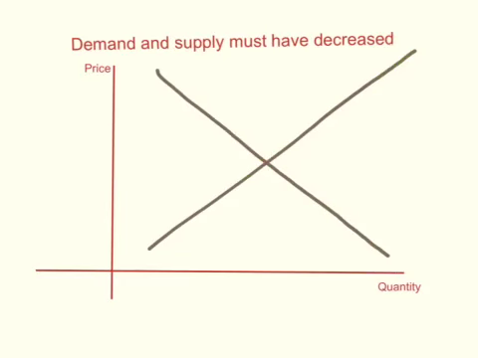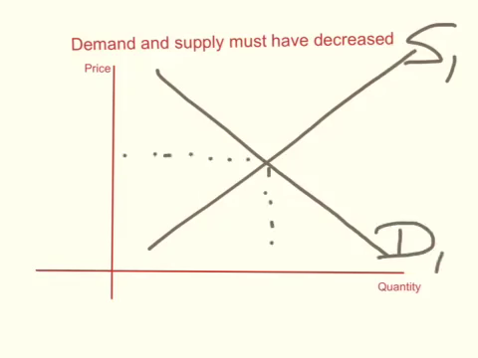So now let's take a look at the second answer. It says demand and supply must have decreased. Let's see if that will decrease the price and keep the equilibrium quantity the same. So again, here's supply curve, S1. There's the downward sloping demand curve. So let's just start that way again. It's our initial situation. And now both supply and demand are going to decrease.